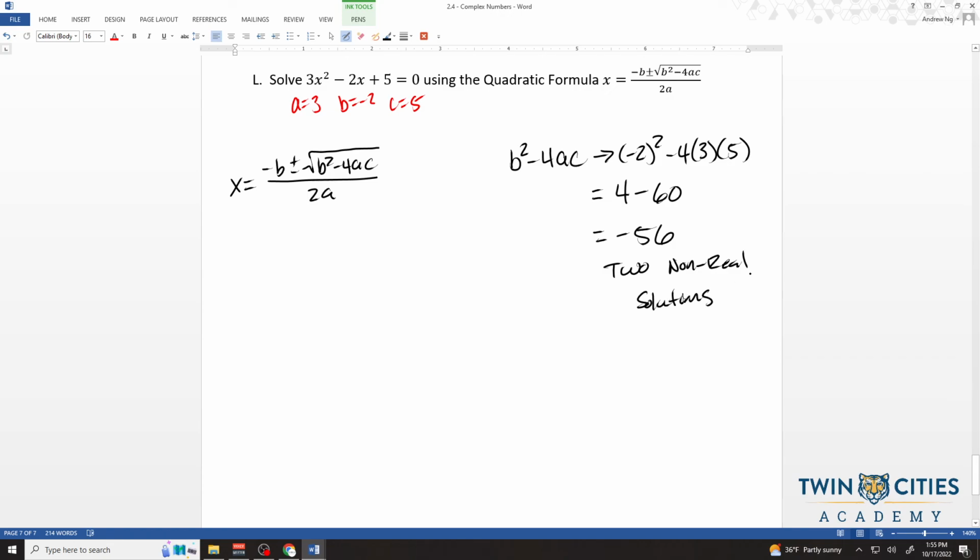What does that mean? It means that my answer, x equals, is going to have a plus or a minus in it, because it needs 2 solutions. And because these are non-real, I know that my final result should have an i somewhere. So let's plug stuff in. X equals -b. Since b is -2, this will be -2, or just +2, plus or minus the square root. Now we've already plugged in the determinant. This is -56, so I'm just going to plug that in right here. And this is over 2 times a is 3, so 2 times 3 is 6.